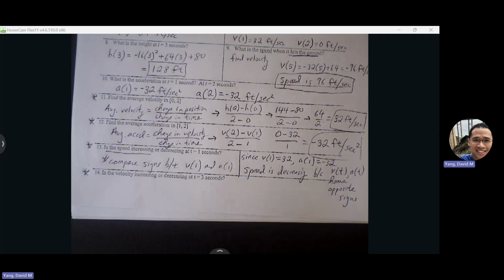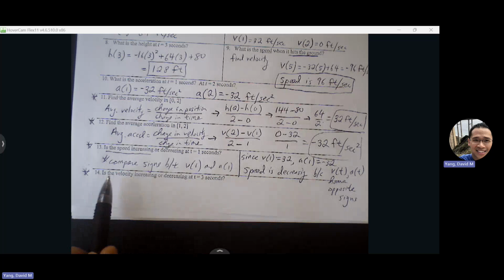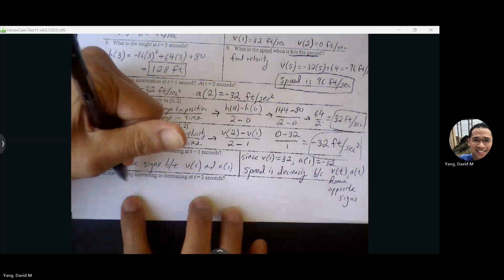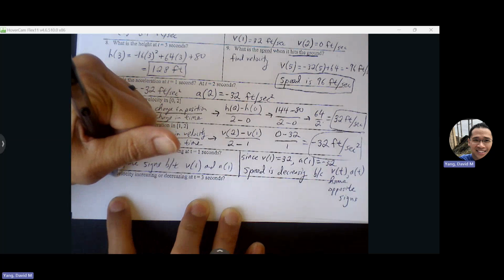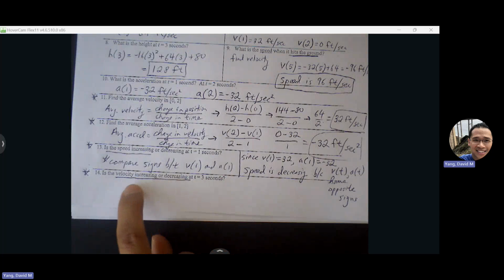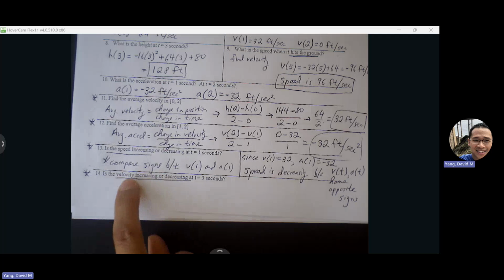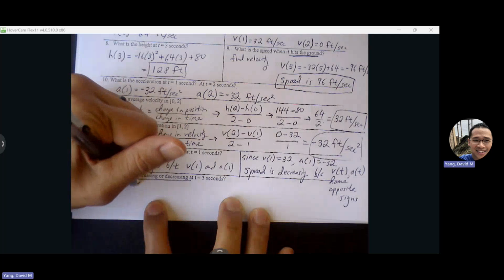Number 14 is troublesome because 13 and 14 feel very similar, right? The only difference is the word speed versus velocity. But this is not actually talking about speed. It says, is the velocity increasing or decreasing? This is talking about what? This is talking about the rate of change of velocity, which is what? Yeah, so this is talking about acceleration.